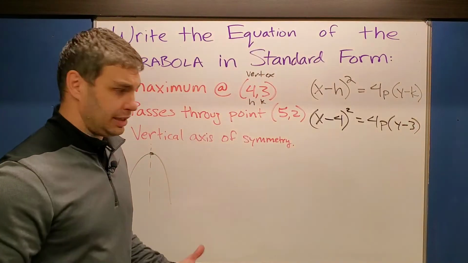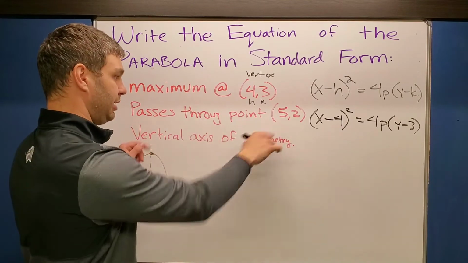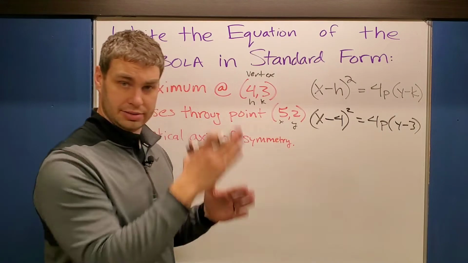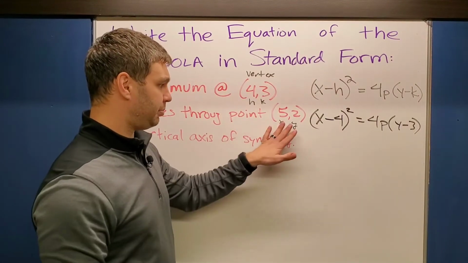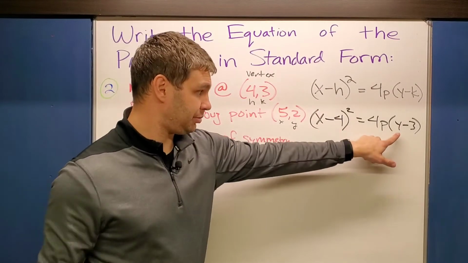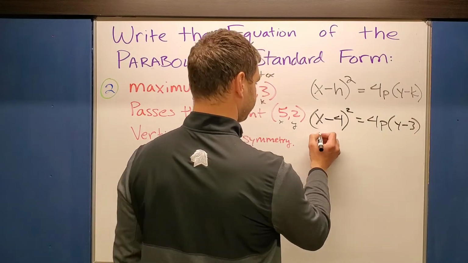All right, then what I have to do is use that other piece of information I'm given, which is the point on my parabola at 5, 2. Well, this is just an XY point. This could be any point that's on that curve of the parabola. So we need to plug it in for our X and our Y. And you'll notice when I do that, the only variable left would be the P, and I can solve for P then. So I'm going to do that real quick for you.